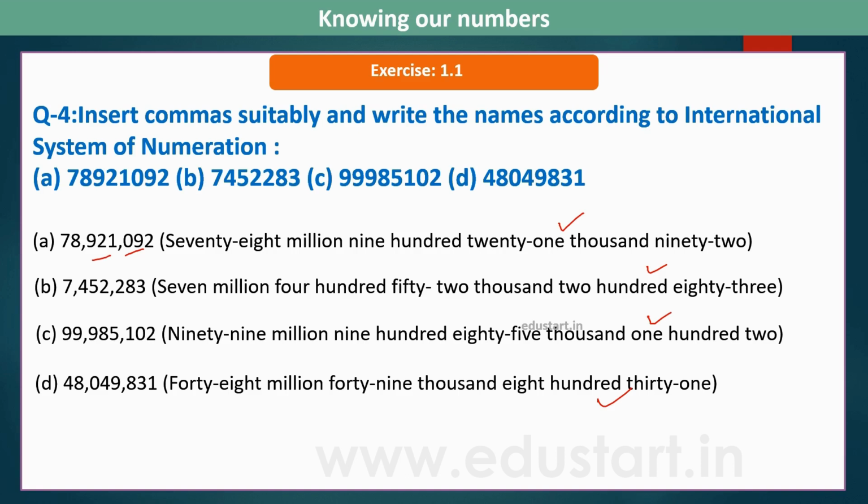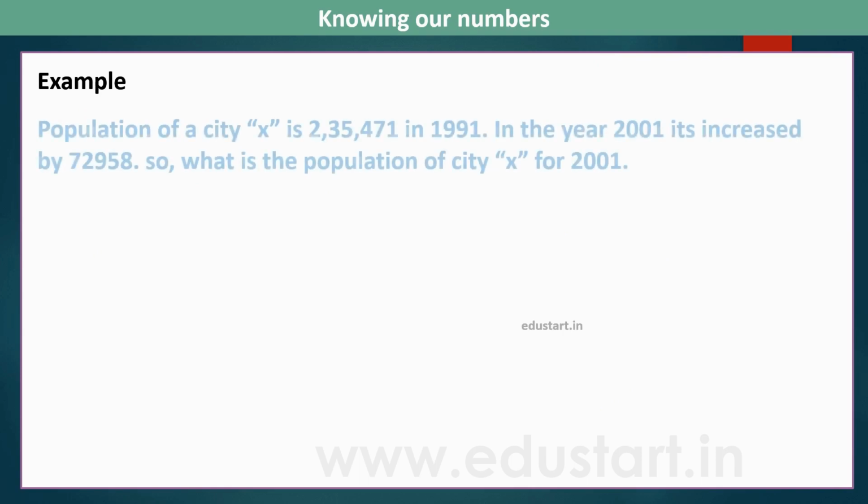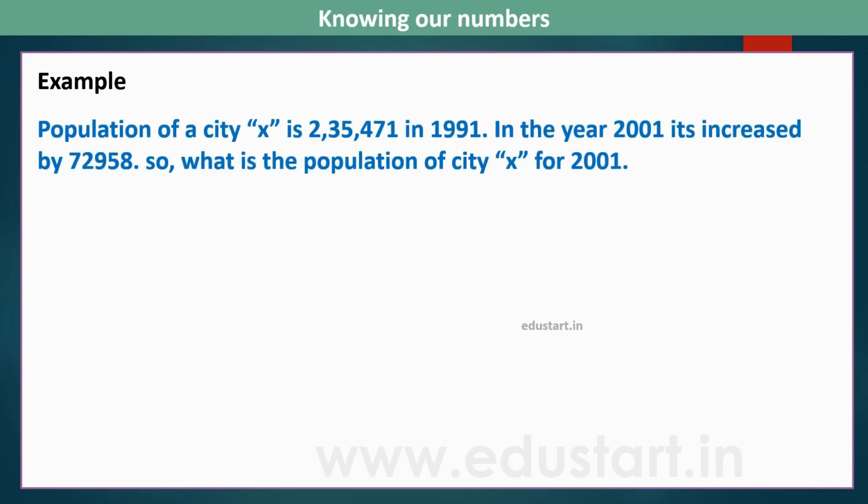Got the point? So let's go through an example. Population of city X is 2,35,471 in 1991, and in the year 2001 it is increased by this amount, 72,958. So what is the population of city X for 2001? Okay, so if we find out the answer, it should be this number plus this number, correct?